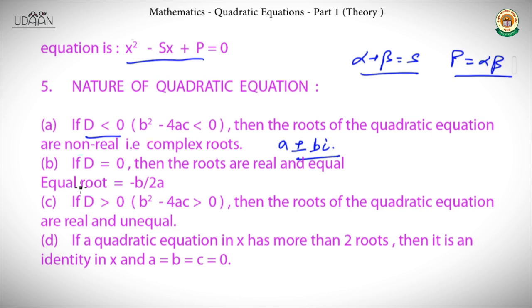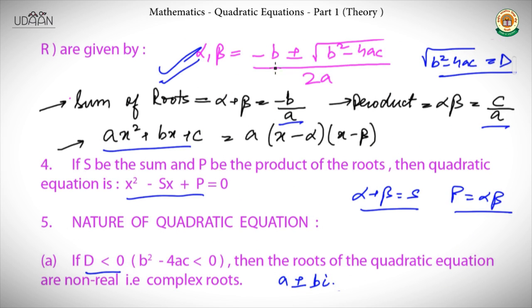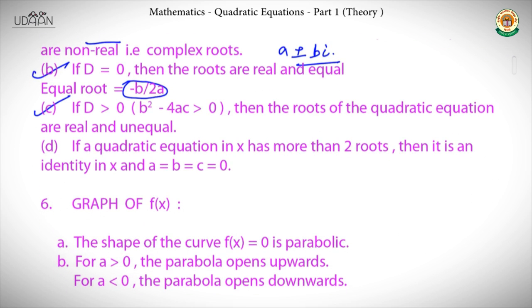Secondly, if discriminant is equal to 0, then the roots are real and equal, and the equal root is given by minus b by 2a. Obviously, if d is equal to 0, then we can put this value in the formula we determined above. We can see the answer will be minus b by 2a, as the square root term will tend to 0. The third case being the most common one, if the discriminant is greater than 0, then the roots of the quadratic equation are real and also unequal. In our syllabus, we'll be mainly discussing the second and the third case, that is the discriminant is greater than or equal to 0.